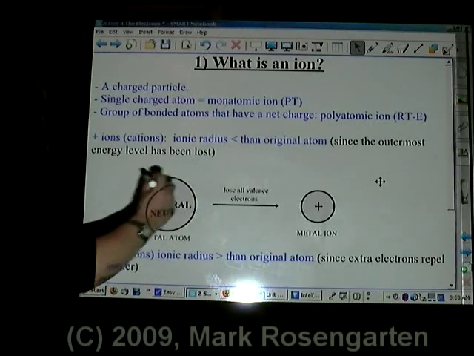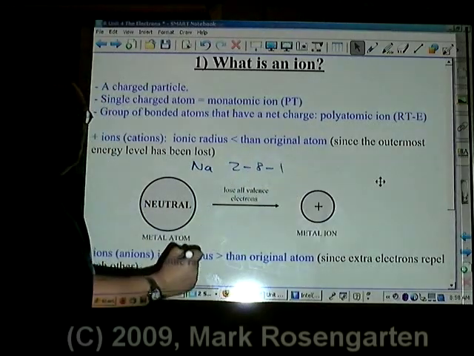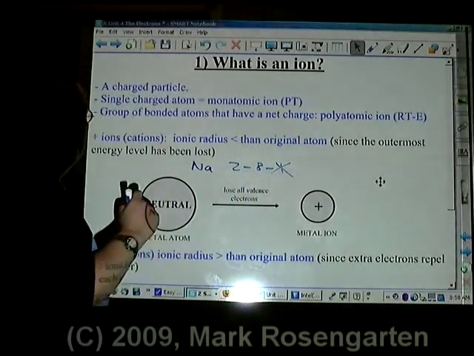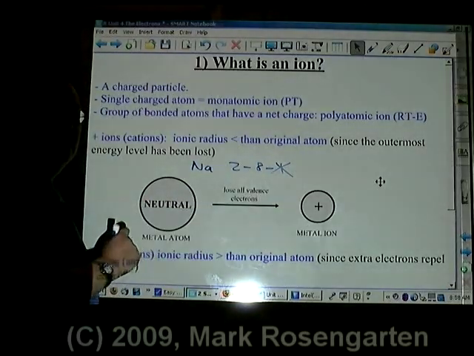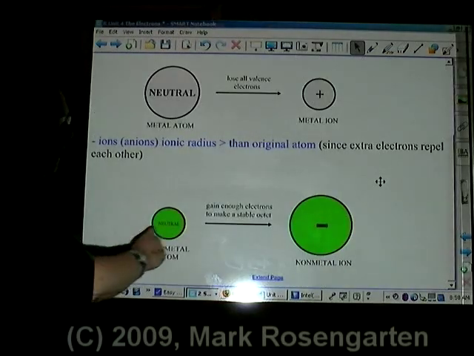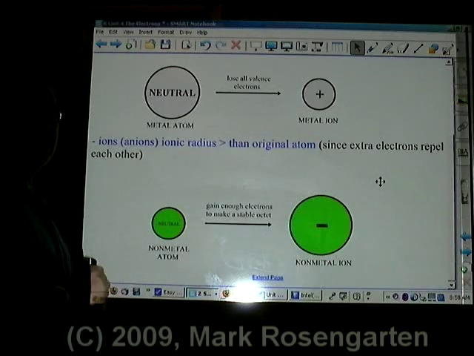For example, sodium has a configuration of 2-8-1. When it loses its valence electrons, it goes from having 3 energy levels to only having 2 energy levels, and therefore the radius decreases. When nonmetal atoms form ions, they gain enough electrons to form a stable octet.